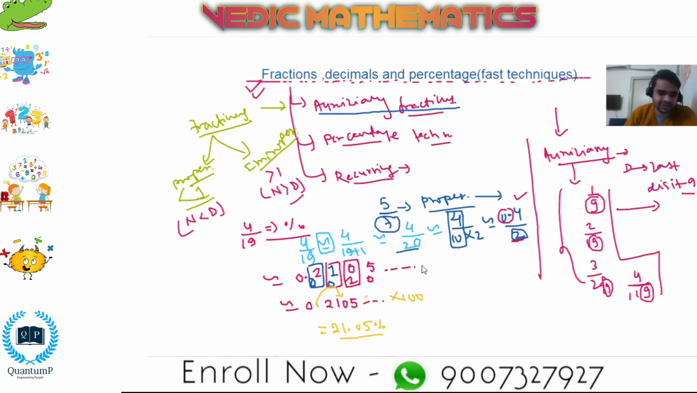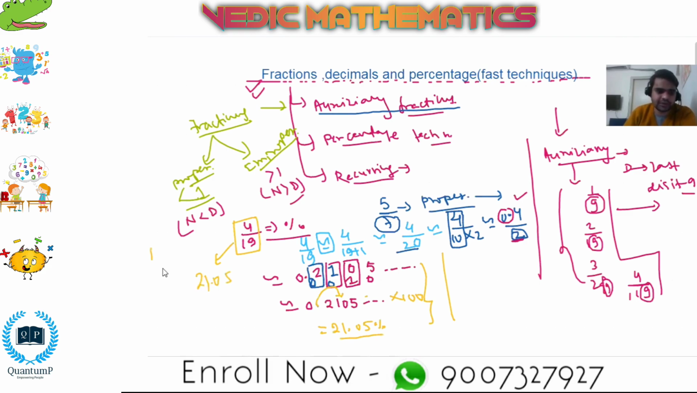See why I'm telling you this: if you do any business maths, like profit and loss, simple interest, compound interest, you'll have this kind of fractions, and the percentage questions will come in between. So you can write quickly, as quick as 4 by 19 directly, you can write 21.05.